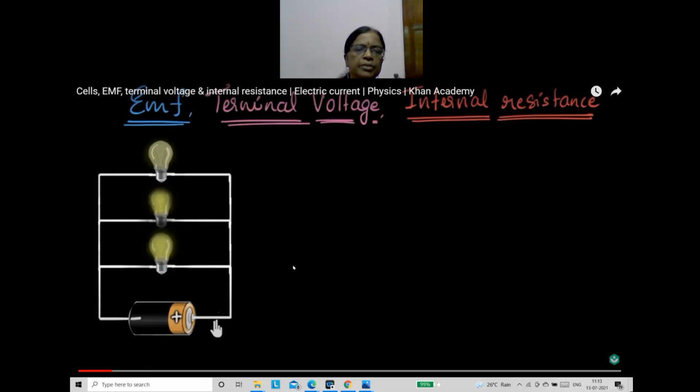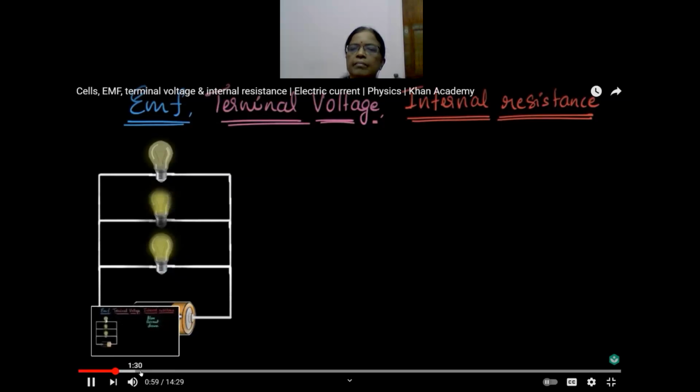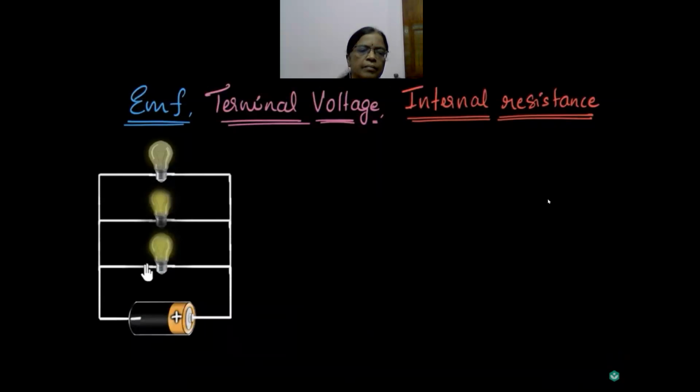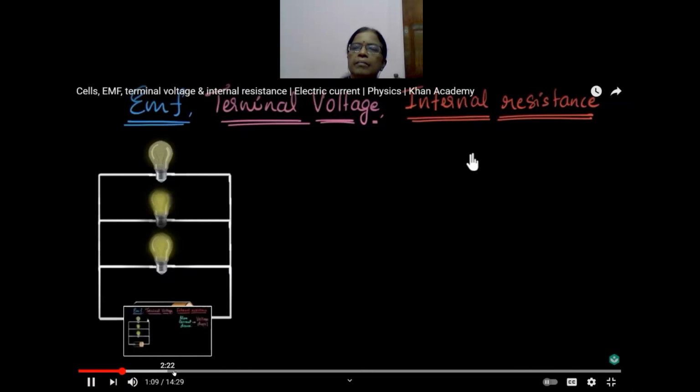Okay, children, you just listen. I will explain. I hope you agree that more current starts getting drawn from the battery as I start attaching more bulbs. Does that make sense? Because every bulb will start drawing current. So why does that happen as I attach more bulbs in parallel?